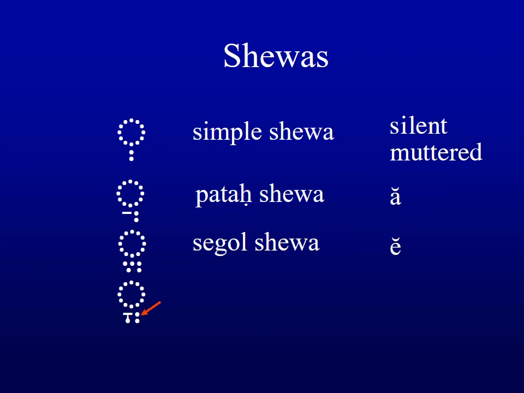Finally, we have simple Schwa plus a kamatz chatuf. So this is called the kamatz Schwa, and it's pronounced O. This one is always an O class Schwa. There's not an A class kamatz Schwa. So when you see the kamatz in the composite Schwa, it's always kamatz chatuf, which is pronounced O. This is the Schwa system. You'll see this with some frequency. Most often you'll see the simple Schwa.